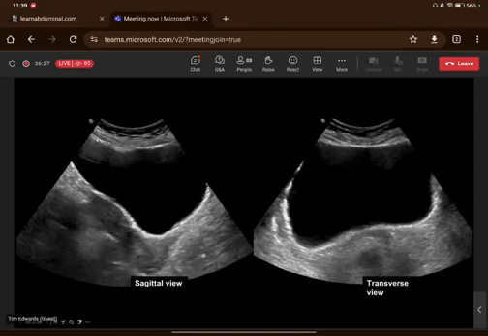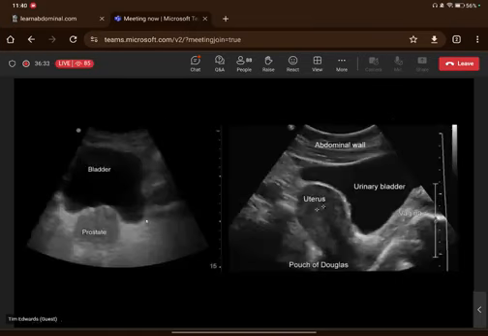This is a sagittal view through the bladder. And the next slide makes it a little bit clearer because it shows you the different associations that the bladder has that we were certainly tested on in the exam through ultrasound imaging.